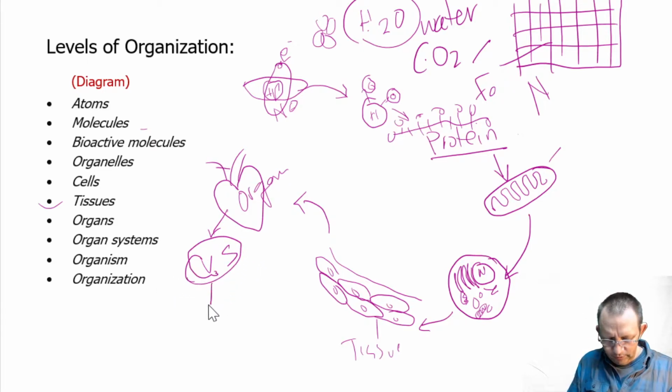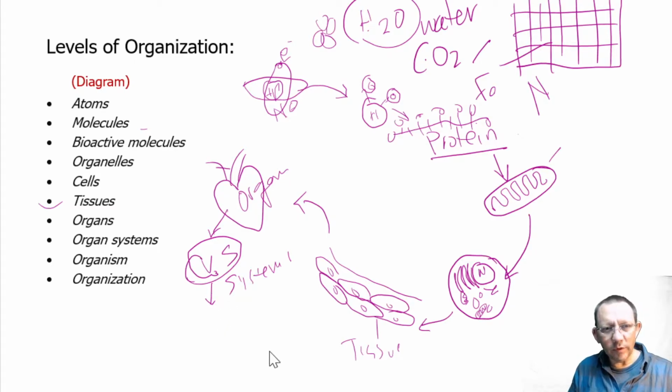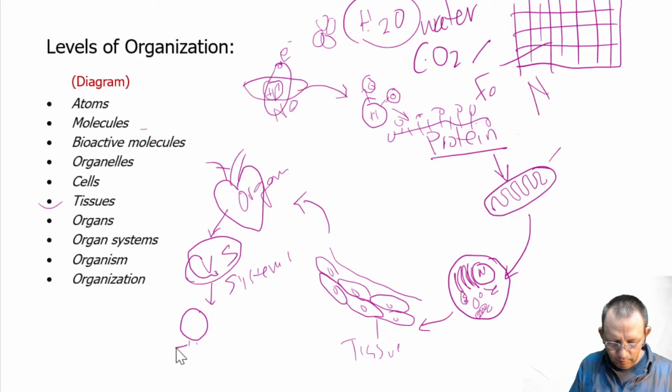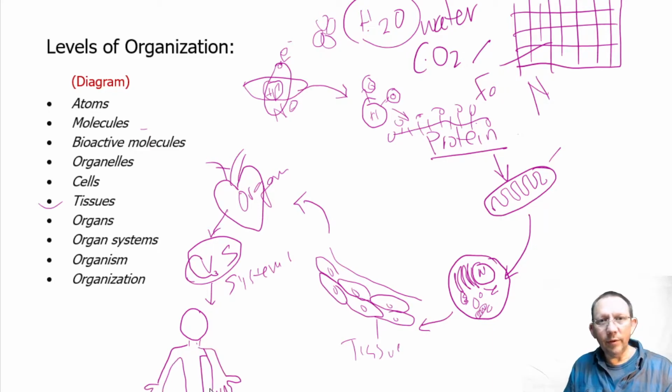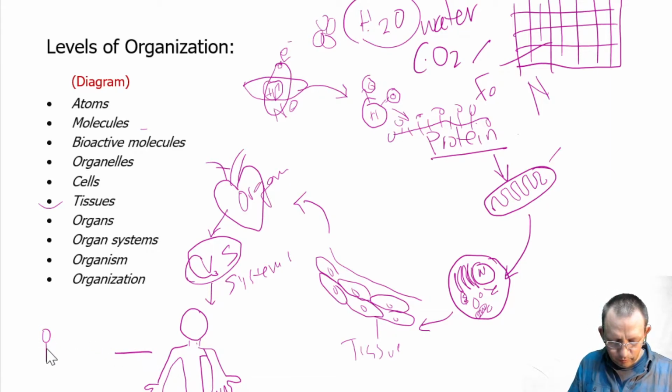But then we have organ systems, then we have organisms. So here's where we're going to have a little person, and remember, we talked about anatomical positions, so we're going to go like this. Anyway, there we go. There's our entire organism. Now, you get a bunch of these, and you have a bunch of people, right? And that's your organization right there.